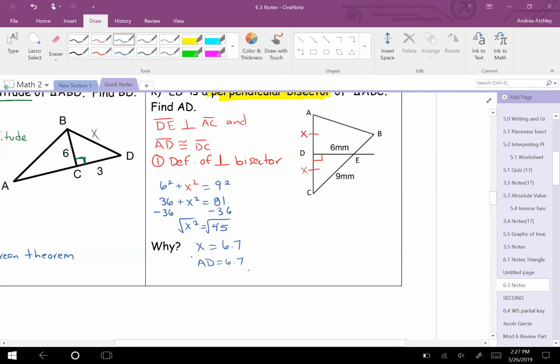Okay, and what's the reason why there? Pythagorean theorem. Any questions over that? Okay, your homework is in your packet.